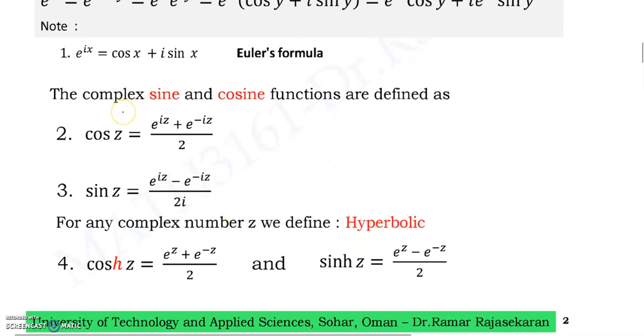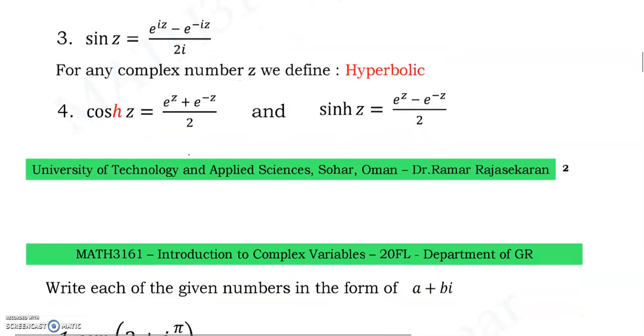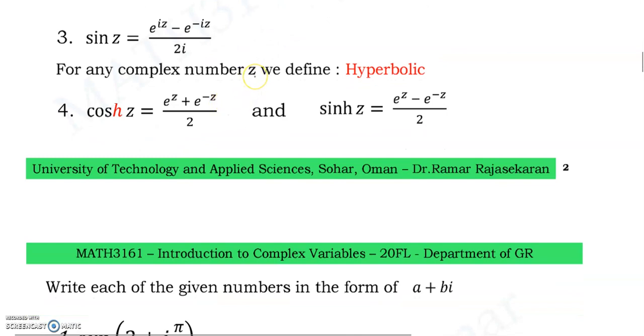Here we define the complex sine and cosine functions. Suppose z is a complex number, then what is cosine z? That is e to the power iz plus e to the power minus iz divided by 2. Then sine z is equal to e to the power iz minus e to the power minus iz over 2i. Similarly, for any complex number z, we define the hyperbolic function, that is sinh z is equal to e to the power z minus e to the power minus z over 2. Similarly, we can define cosh z is equal to e to the power z plus e to the power minus z divided by 2.